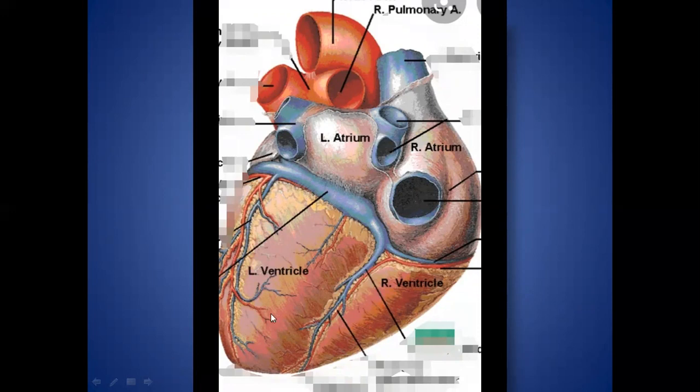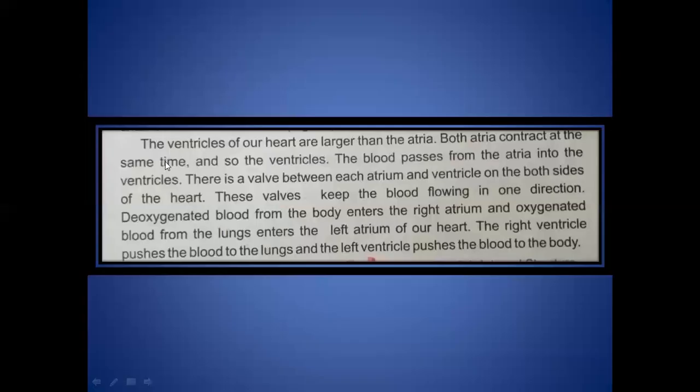And in this image, you can see that the ventricles are greater in size than the atria. Atria are smaller in size, but ventricles are larger in size. The ventricles of our heart are larger than the atria.